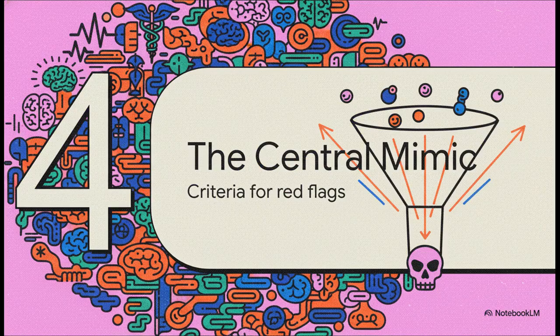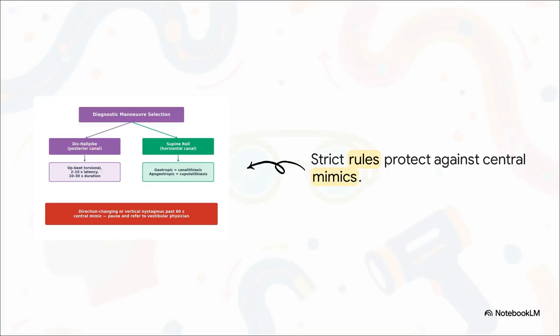All right, finally, we're at Section 4, Identifying the Central Mimic, where we cover the strict criteria for red flags. Following our diagnostic tree all the way down, you hit this bottom red warning. Atypical multi-canal presentations or bizarre nystagmus patterns require incredibly strict observation rules. Because our job isn't just to find the right canal, it's to confirm we are safely within the bounds of a peripheral mechanical vestibular disorder.